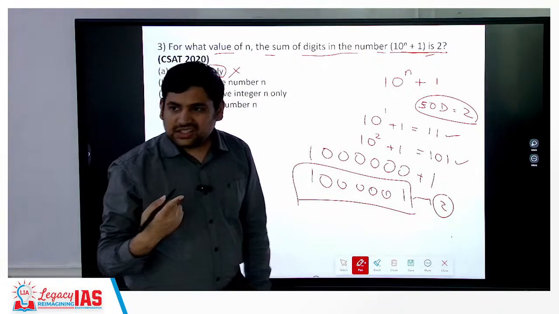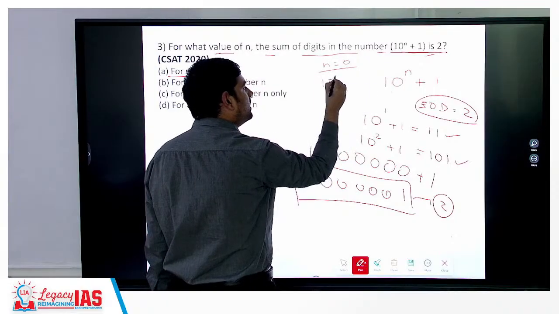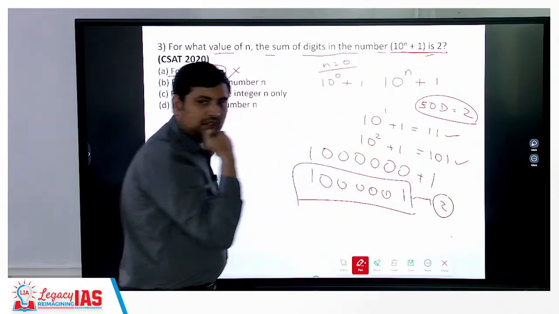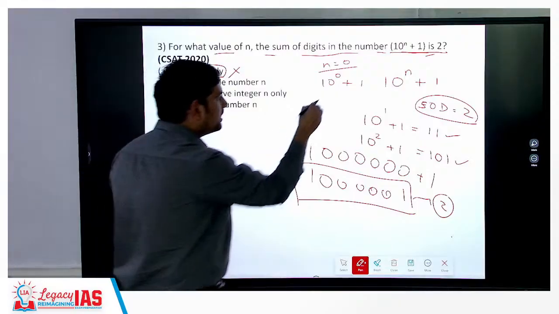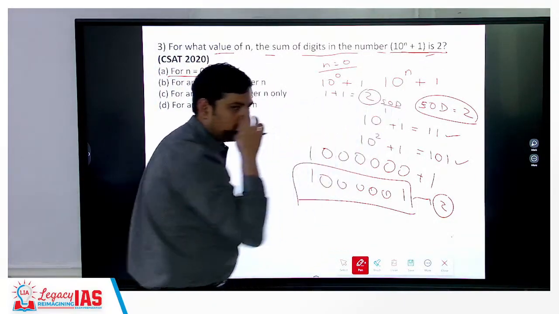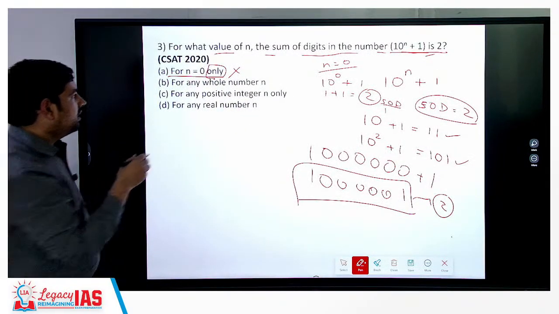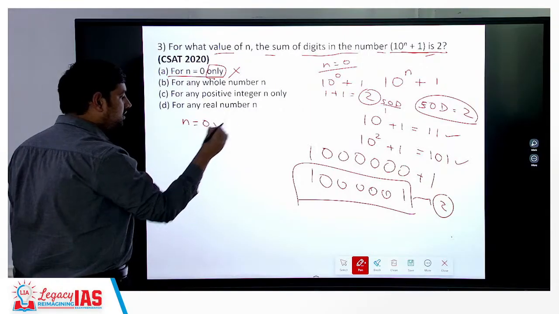Now let's check n is equals to 0 also. So for n is equals to 0, this becomes what? 10 power 0 plus 1. 10 power 0 is what? 1. 1 plus 1 is what? So sum of digits is 2 for 0 also. That means n is equals to 0 is also possible.